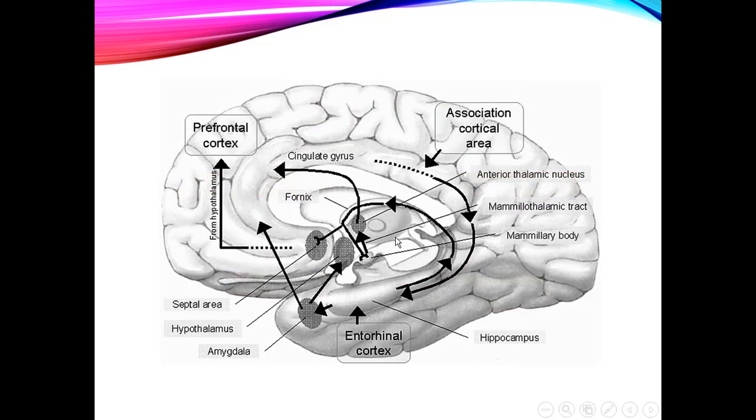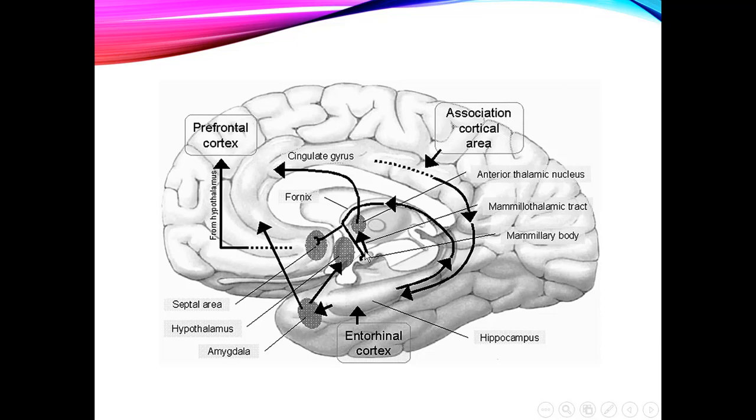Let's see the circuit of Papez again on this slide. Here is the hippocampus or hippocampal gyrus, and as I said, it sends projections to the mammillary body via the fornix. This structure is fornix. Okay, here is the mammillary body in the hypothalamus.